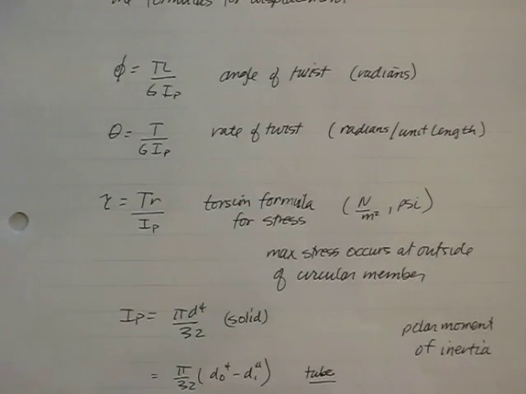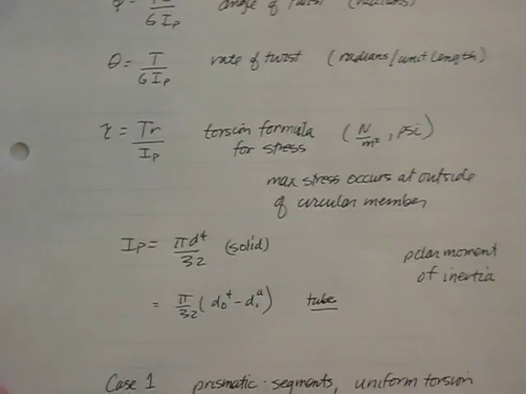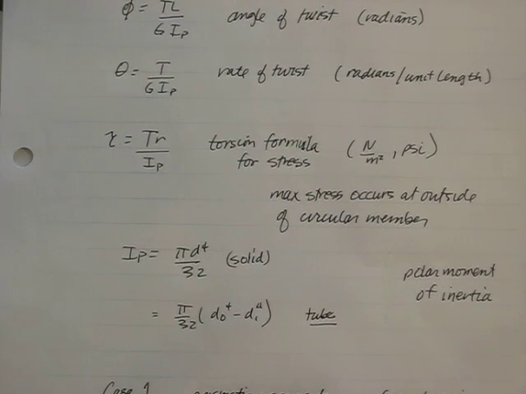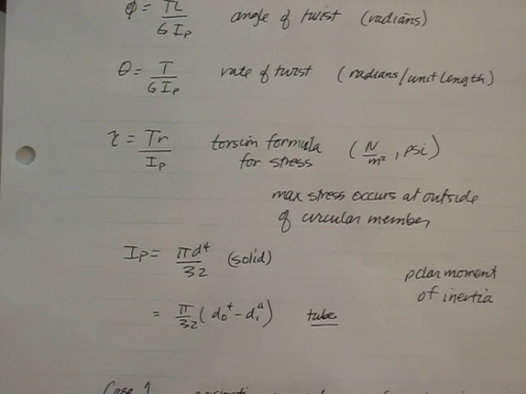The polar moment of inertia was looked at, and we found that for a solid bar it is pi d to the fourth over 32, and for a tube, pi over 32 times the difference of the diameters to the fourth.